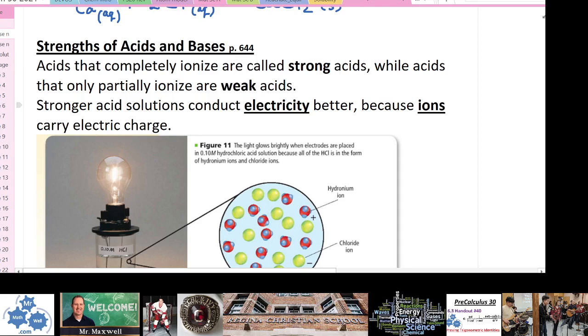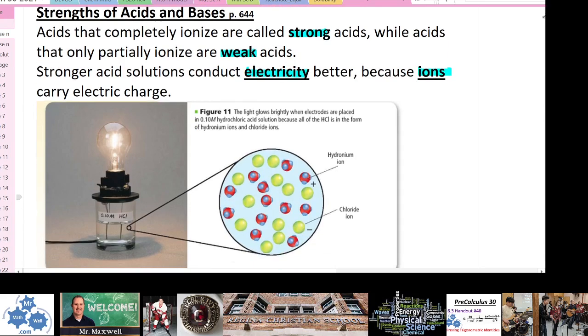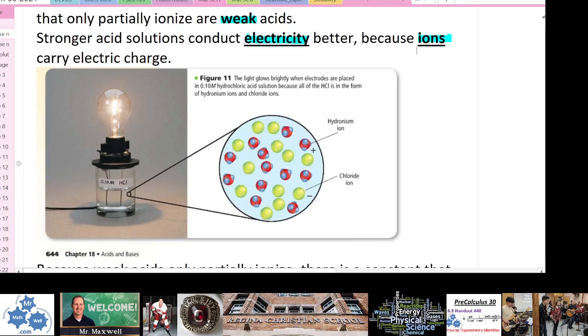Stronger acid solutions conduct electricity better. Stronger acid solutions conduct electricity better because ions carry electric charge. So if we have more ions in solution, these acids are completely ionizing, they will conduct electricity a bit better. So this is from your textbook here. Thought I'd just clip this into the notes for you.